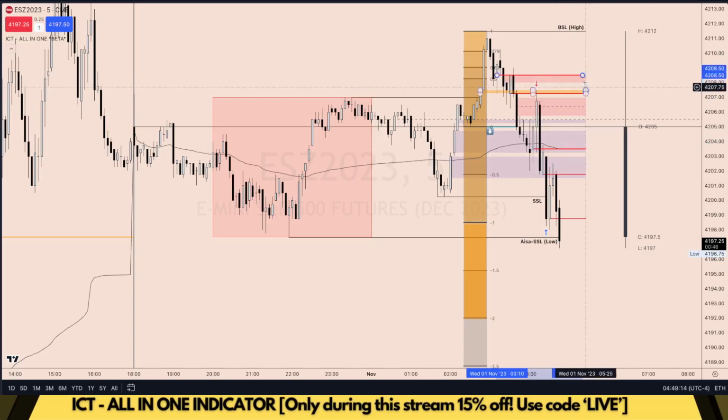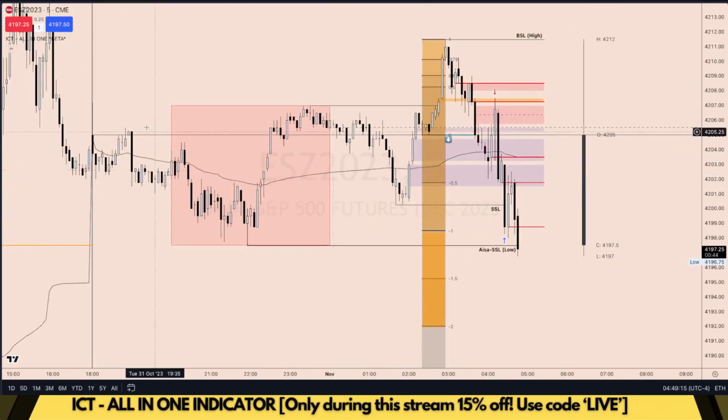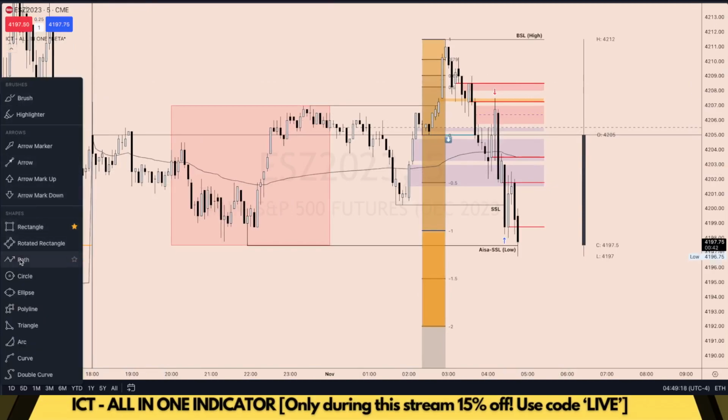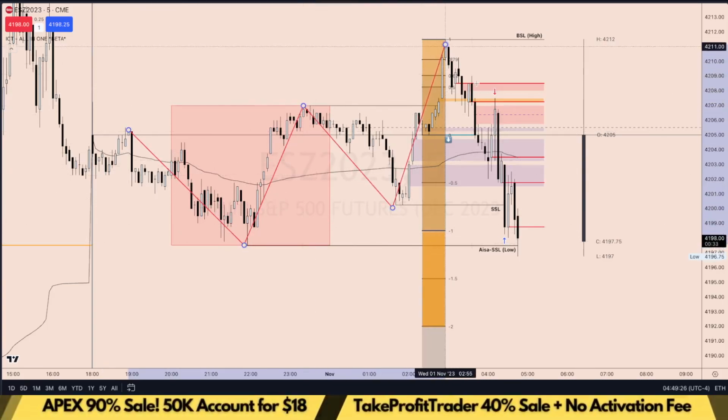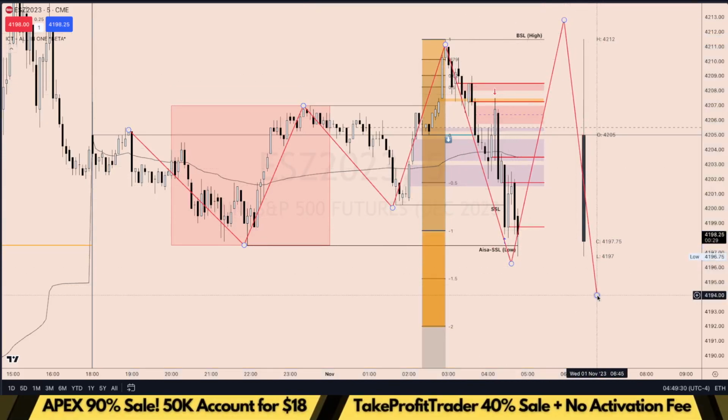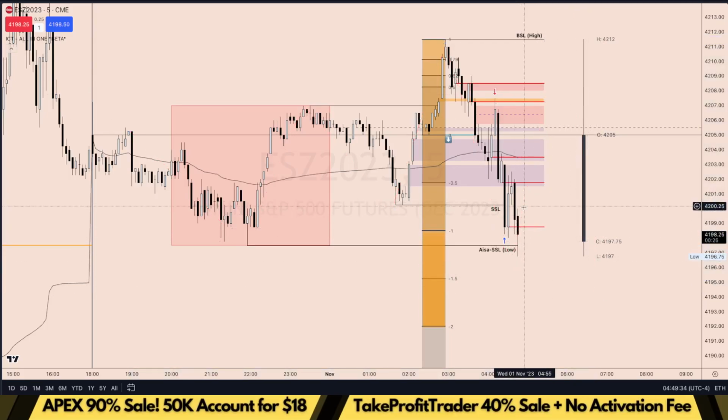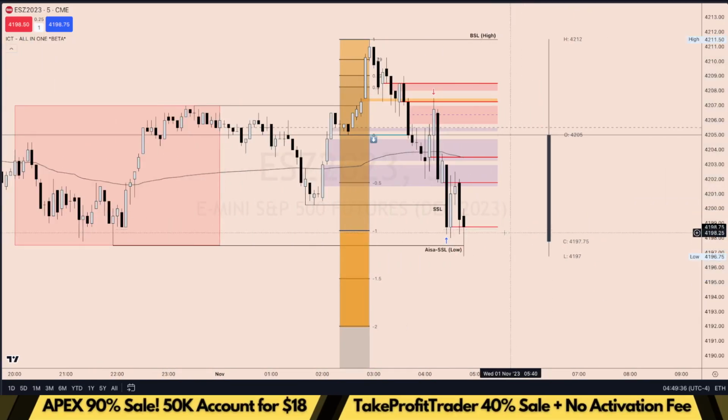Keep in mind, it is FOMC, and all we did right now is consolidate. We form a low, we form a high, we take out the high, we take out the low, we take out the high, we take out the low. And it's not uncommon to see that prior to the FOMC news report.